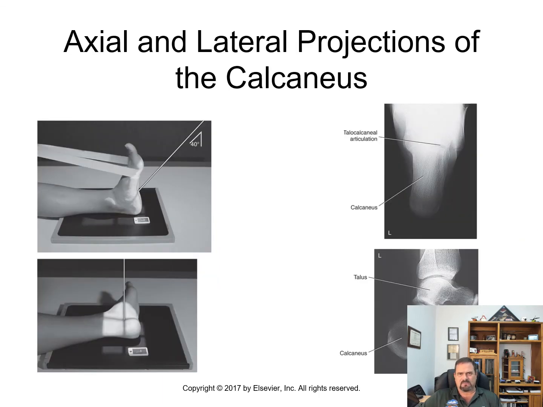Right, so axial and lateral projection of the calcaneus. Notice that we have a definitive 40-degree angle, because we want to look specifically at the bottom projection of the calcaneus, specifically the talocalcaneal articulation. So we're looking to see if there are any fractures in that area.